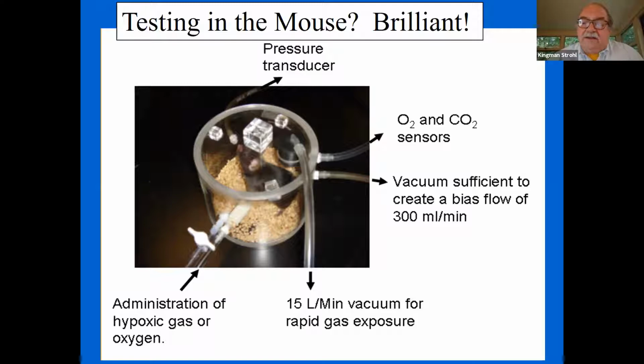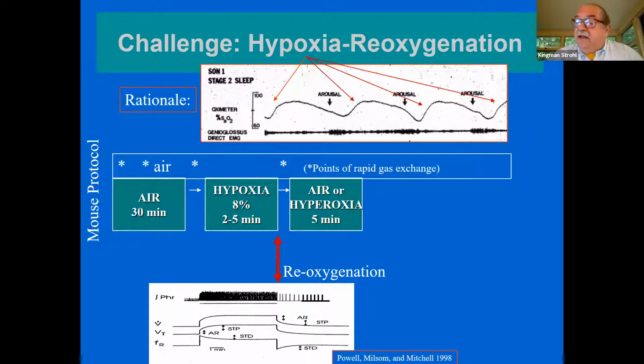it's a model. And I had a lab at the VA that I wandered into about 2002, and up until about 2018, that room was used for testing of mice, and it was quiet and temperature controlled and it was ideal. So the challenge we were doing at that time was hypoxia and reoxygenation. You'd give them air, you give them hypoxia, and then you reoxygenate.